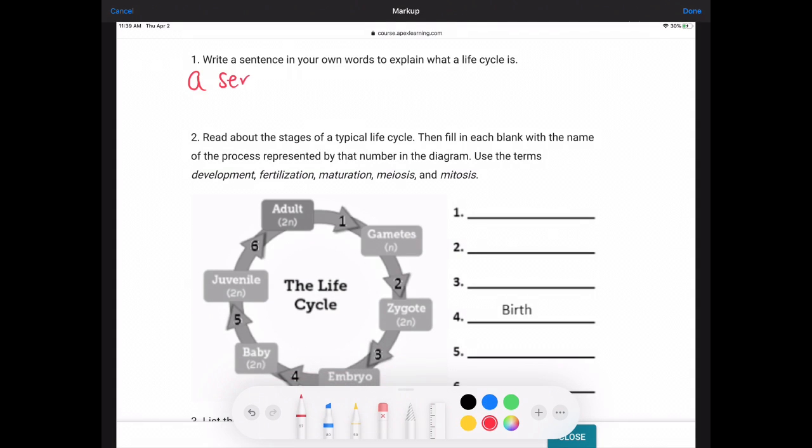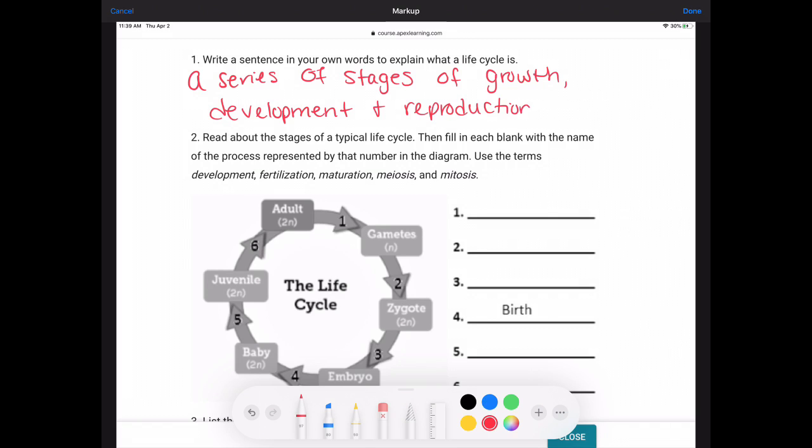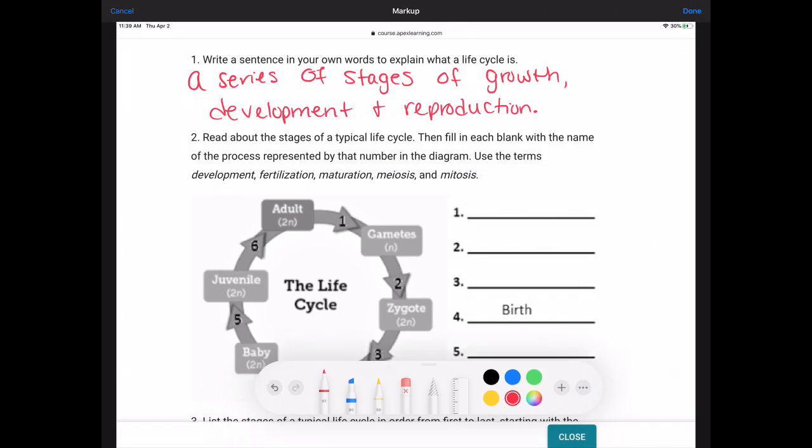So a series of stages of growth, development, and reproduction. And this you just got from the definition straight from the study guide reading you did. Now if we look here, move this out of the way.